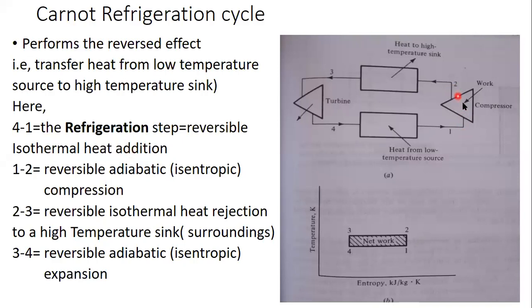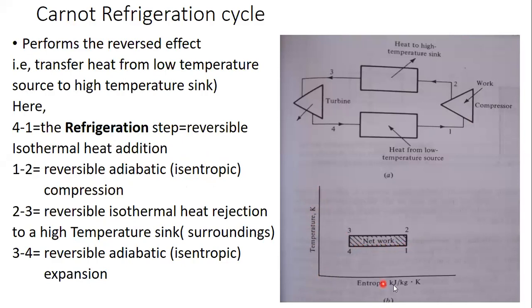Then this compressor work, that is work addition. Here we are discussing thermodynamically. It is very easy to assume such a work addition process as adiabatic, and we are assuming it as reversible adiabatic, which will be nothing but isentropic compression. So we can represent 4 to 1 as an isothermal or constant temperature process.